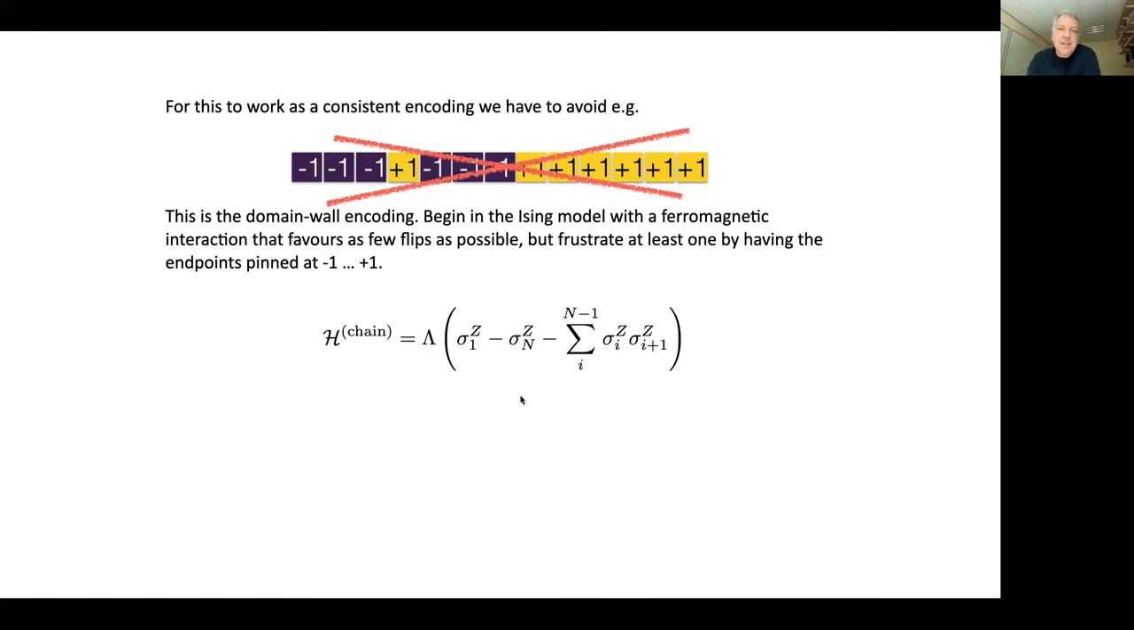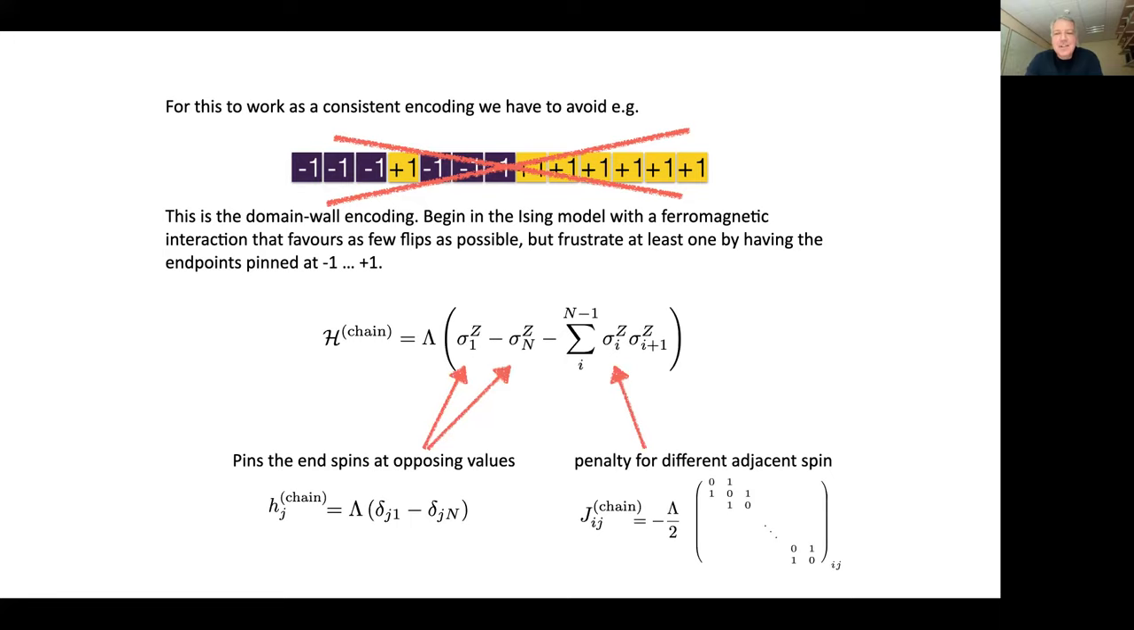You add that thing. And again, lambda is a parameter. So in this process, there's an awful lot of playing around with lambdas to make it behave in the right way. All right, okay, so that's just saying what I just told you. You pin the ends at opposite values with the first two terms, and then the penalty for domain walls is the last term.